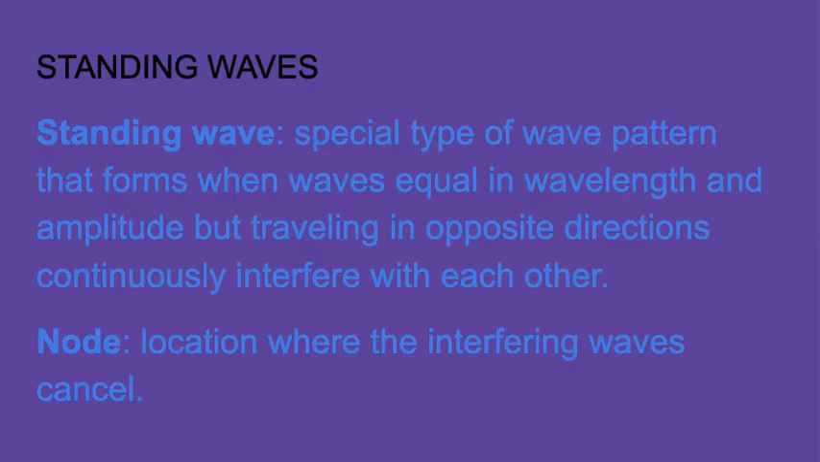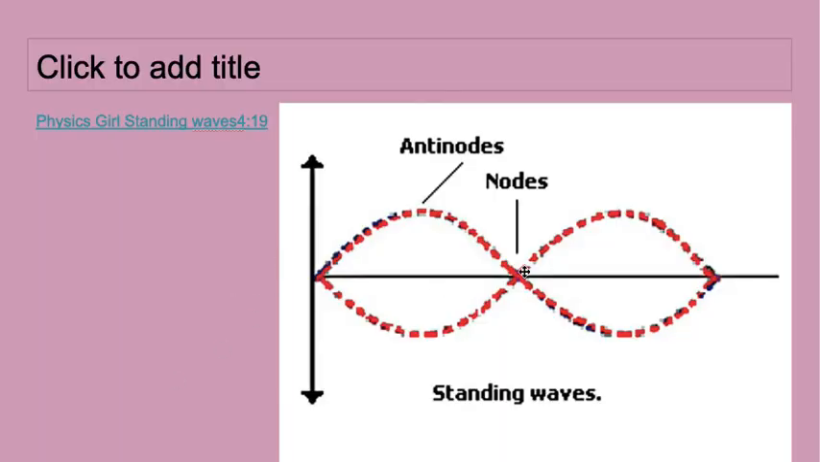Standing waves are a special type of wave pattern that forms when waves equal in length, how long they are, and amplitude, how tall they are, but traveling in opposite directions, continuously interfere with each other. When this happens, you're going to get something called a node. A node is a location where the waves are interfering and they cancel each other out. This is an example of a standing wave. The node is the area where they're canceling each other out. And then here we have an antinode. This is where the waves get added together, or constructive interference.